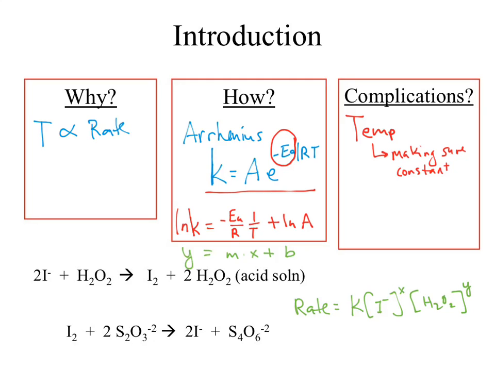Once you've got the rate constant, now you can actually move on to today's experiment, and you will plot the natural log of the rate constant versus 1 over temperature. That plot should give you a straight line. What is the slope of that straight line? Negative the activation energy over R. We can now solve for the activation energy. Okay? We can also solve for A.